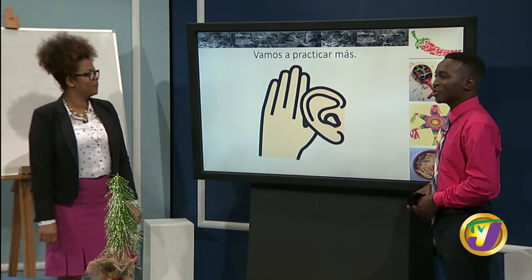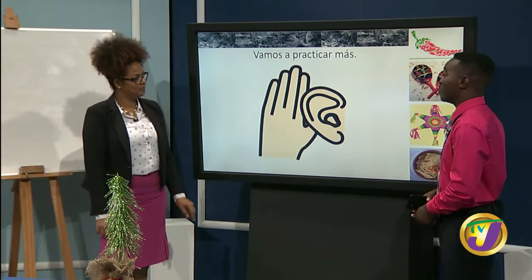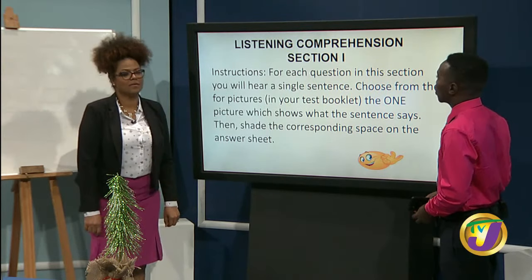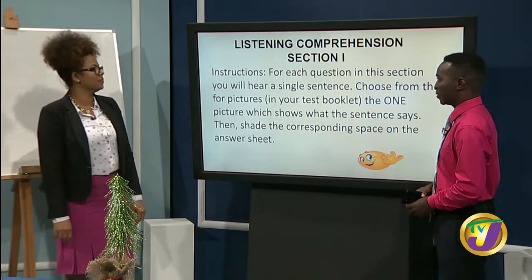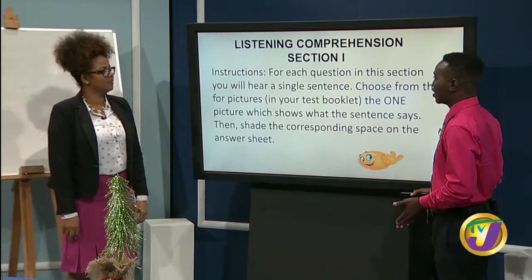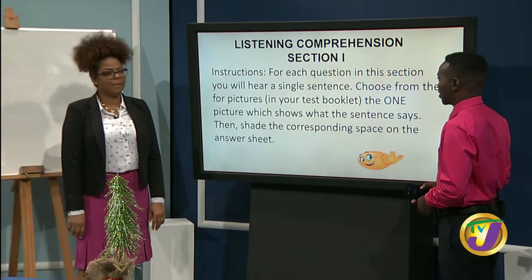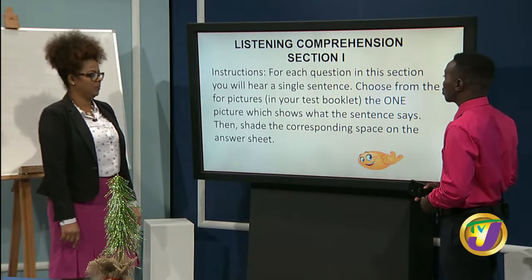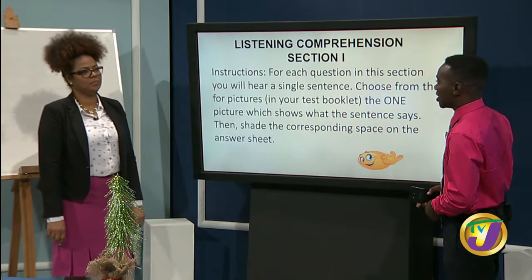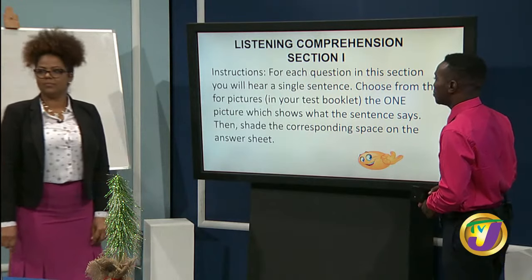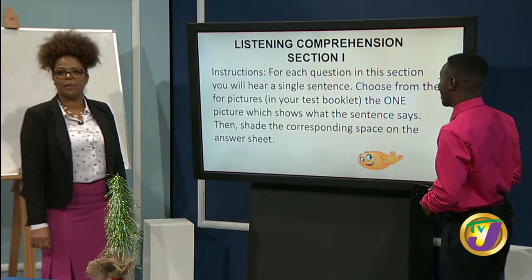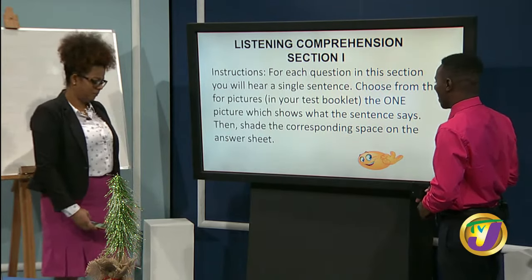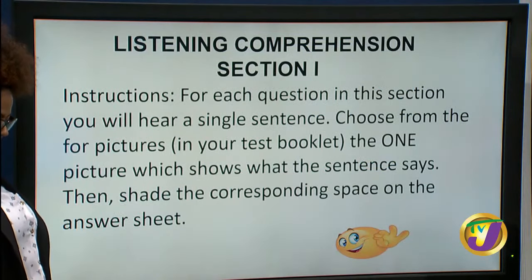Entonces, vamos a practicar más. Listening comprehension, section 1. Instructions. For each question in this section, you will hear a single sentence. Choose from the four pictures in your test booklet the one picture which shows what the sentence says. Then, shade the corresponding space on the answer sheet.